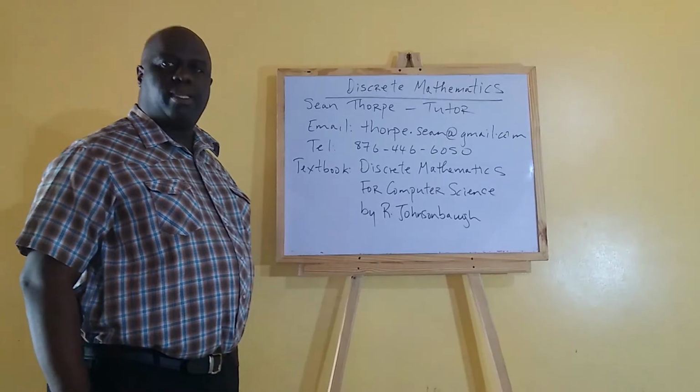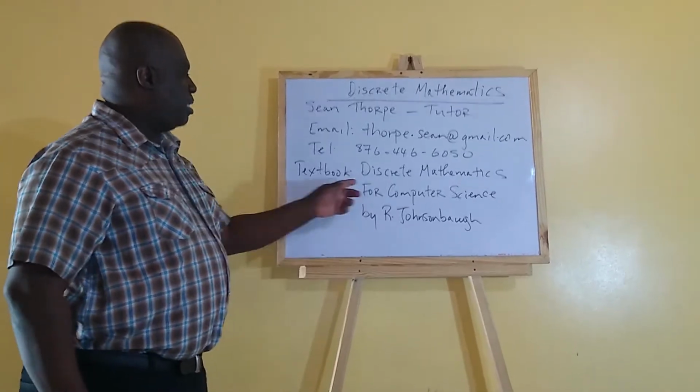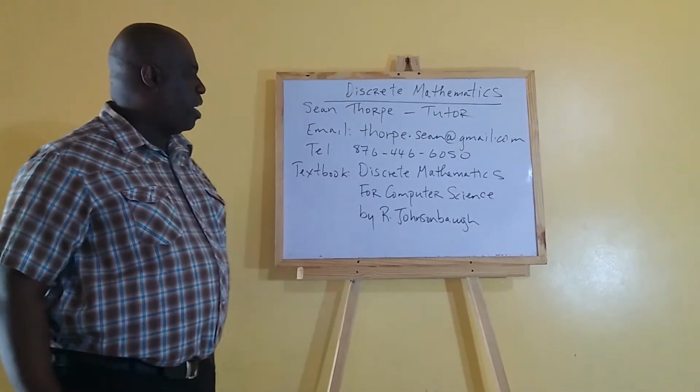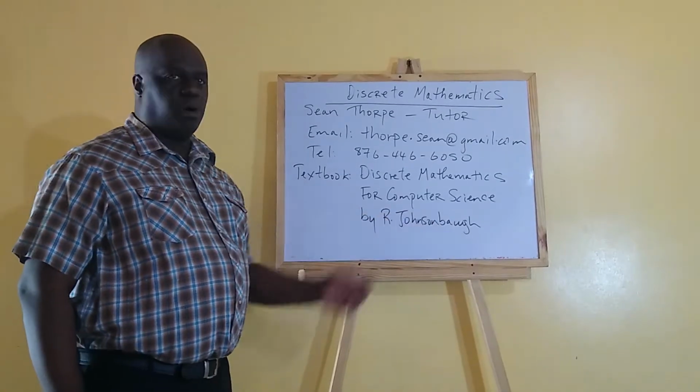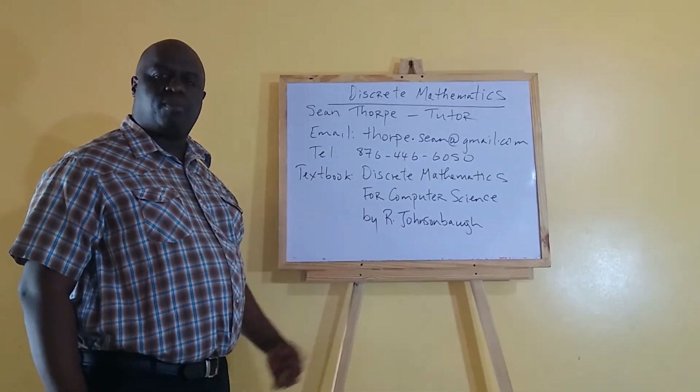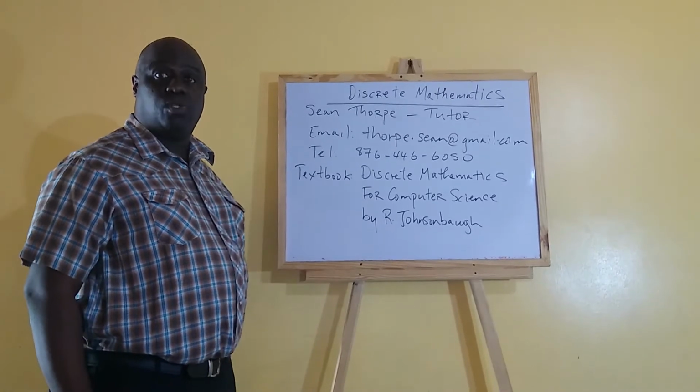The textbook you're going to need for this course as a reference point, although I'll be providing you with notes and examples, is Discrete Mathematics for Computer Science by R. Johnson Ball. They have it in 5th and 6th edition, but any of the editions will do.